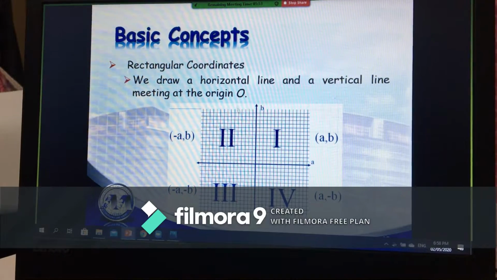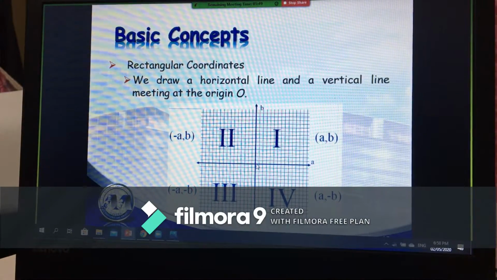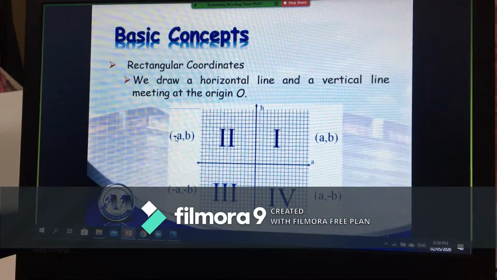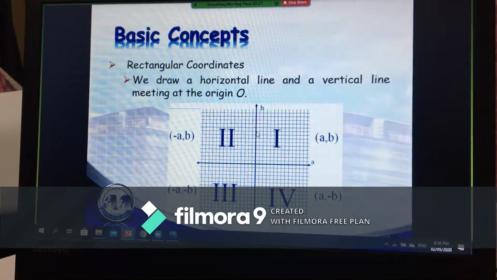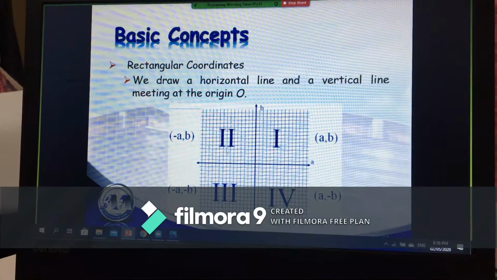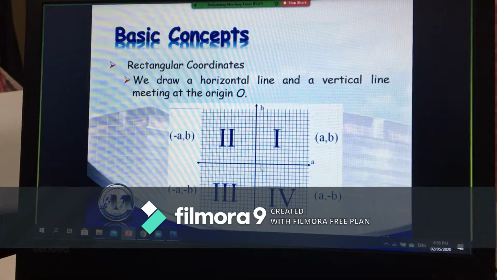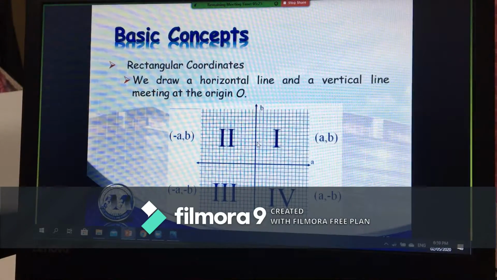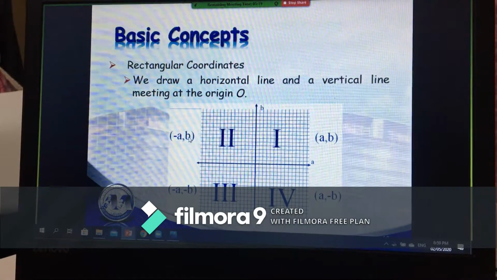For the second quadrant, you see on the second quadrant, ang x value niya or the horizontal value niya is going to the left from the origin. So negative siya, class, negative. Alright? Then since ang value niya for the vertical, positive going up, in other words, any point that belongs to the second quadrant, ang A niya is negative. Alright? Ang B is positive kasi going up. So kaya we have negative A, positive B.